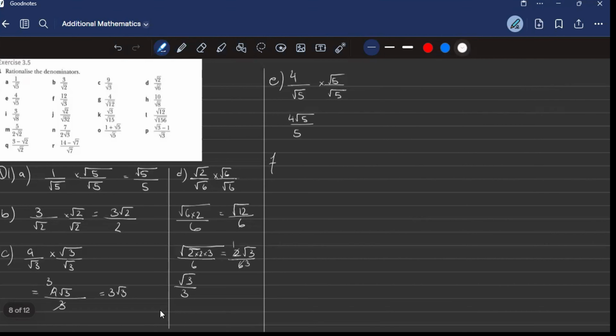So F is 12 divided by under root 3. And 12 divided by under root 3, that would give us multiplied by under root 3 divided by under root 3. So basically, we got 12 under root 3 divided by 3. Again, simplify this up. 3 ones are 3, 4 is 12, and that's equals to 4 under root 3. And that's the most basic answer you could get.